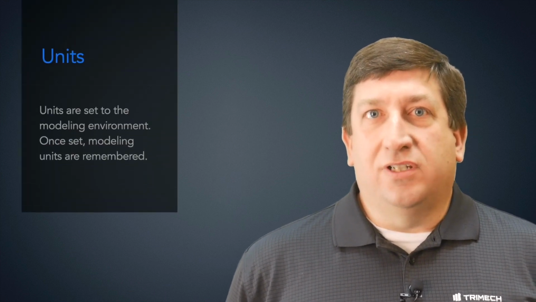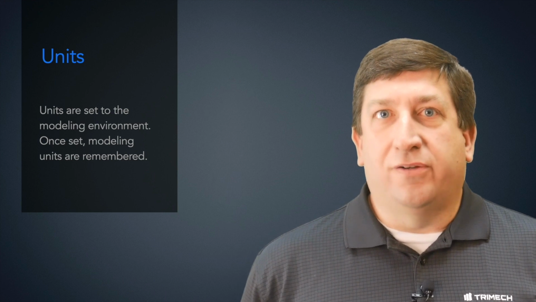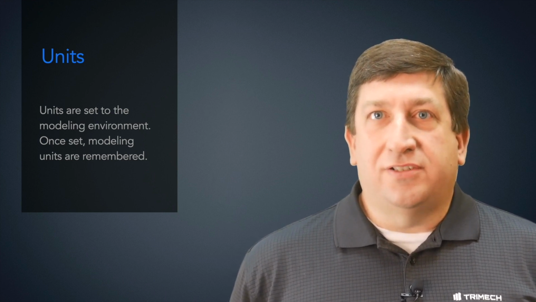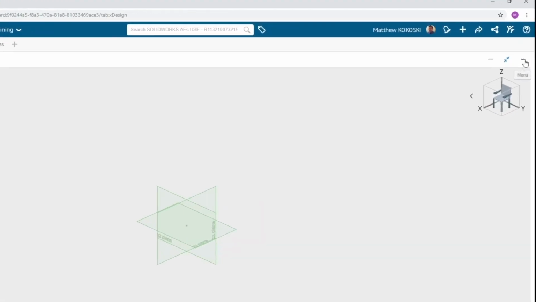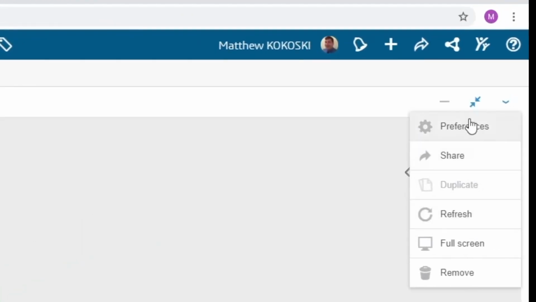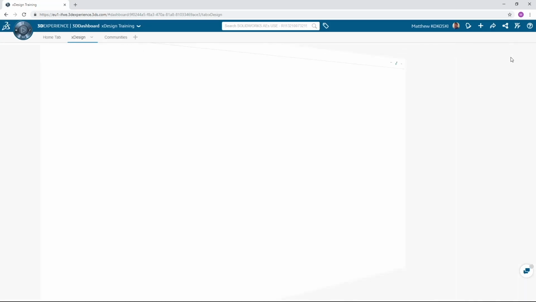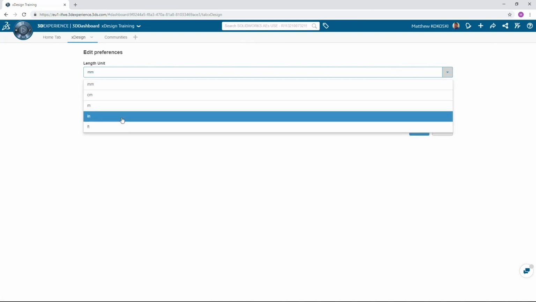The next thing we are going to do is set up the modeling environment units. This determines which units are used in xDesign when we model. Part units are not set, but rather modeling environment units. Once we set the units, they are remembered, and any part we open will be displayed, or converted, to that unit set. To change the unit, select the down arrow in the upper right-hand corner of the screen, and select Preferences. Here we set our length unit to our desired unit set. For this part, we will work in inches.